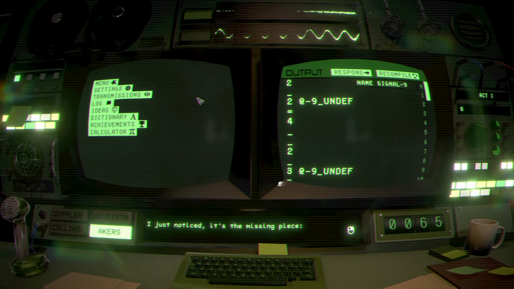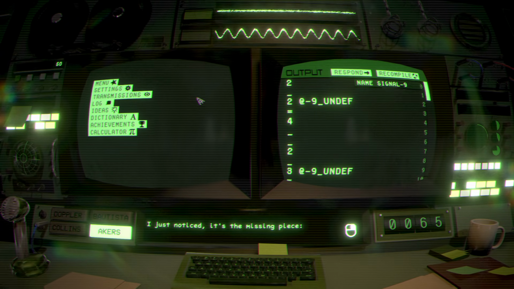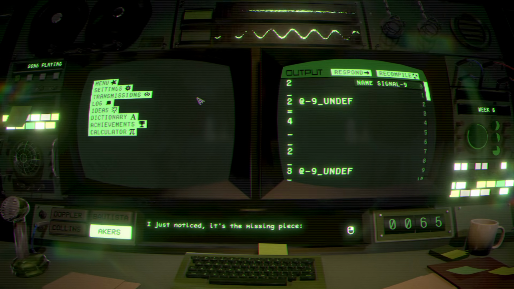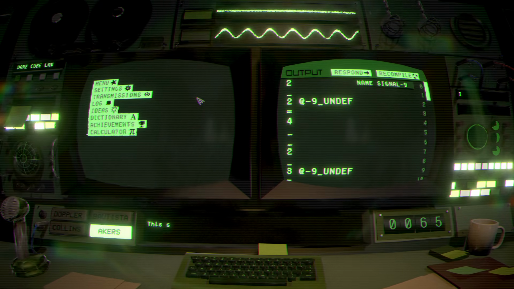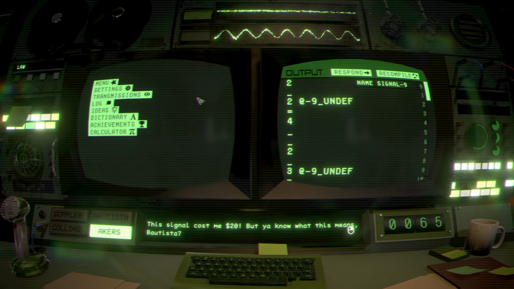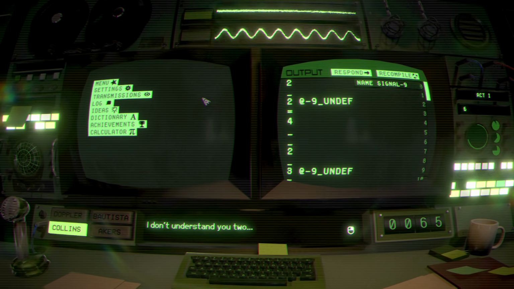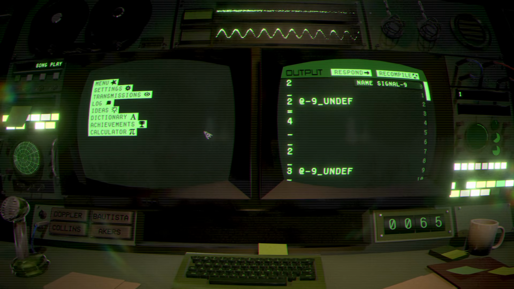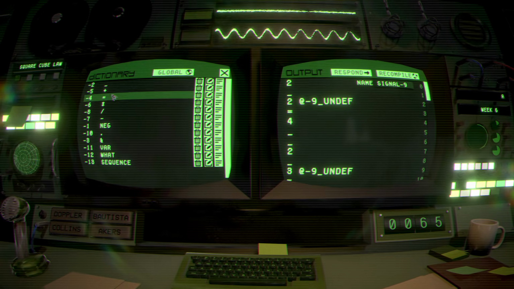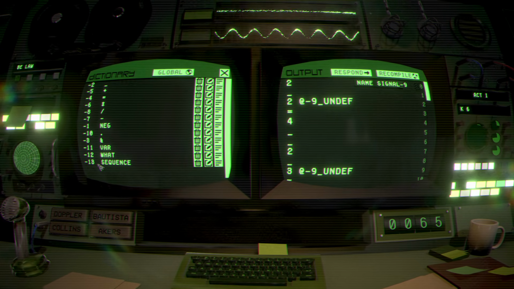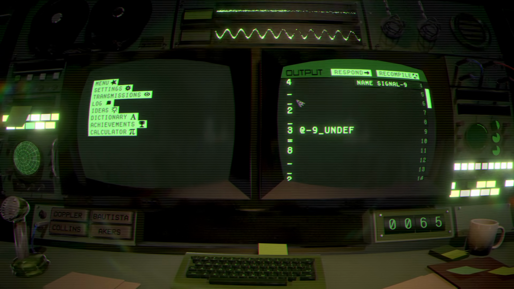Message from deep space. Starting off right where we left off, there was a message for us. Let's see, I just noticed it's the missing piece: -9. Signal cost me $20. But you know what this means, Batista? Happy dictionary, happy life. I don't understand you two. We have our last number. Well, not last, but this fills our missing dictionary piece of having a -9.